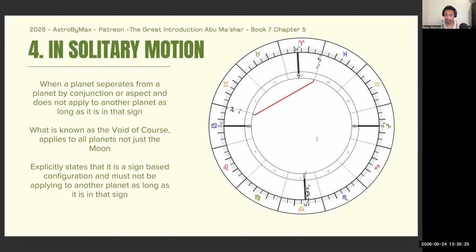So if you see Venus, for example, coming to the end of the sign and she hasn't aspected any planets, she's technically void there. Explicitly, it says that this is a sign-based configuration, and it must not be applying to another planet as long as it is in that sign. I really like to emphasize the sign-based connections in medieval astrology, because sign-based connections and whole sign things tend to be a big controversy amongst traditional astrologers in the contemporary world. But it is very explicitly stated here in the medieval sources.